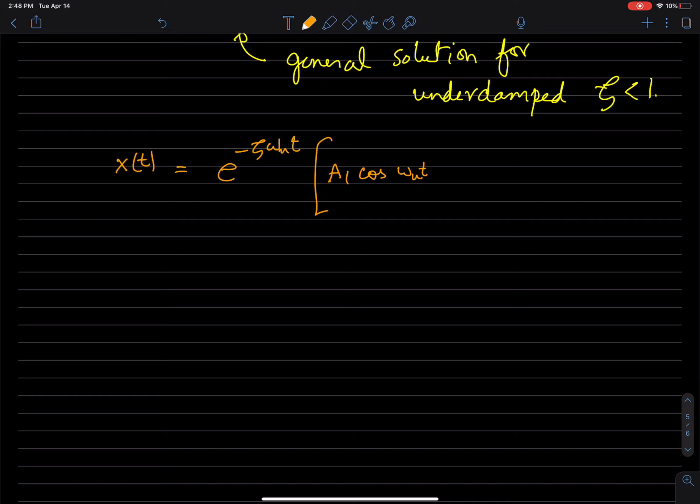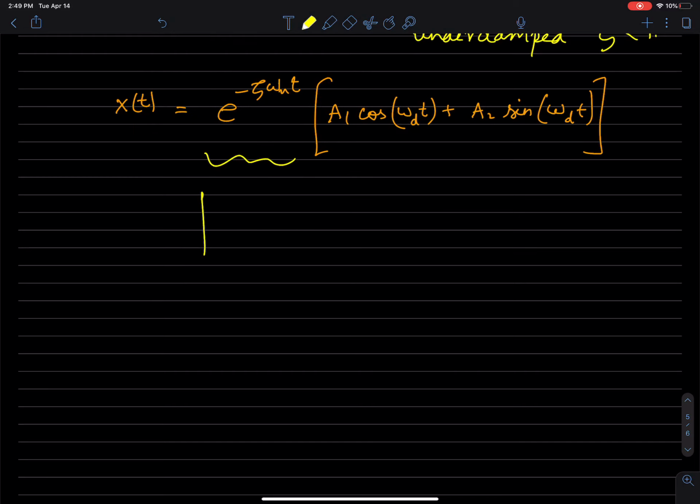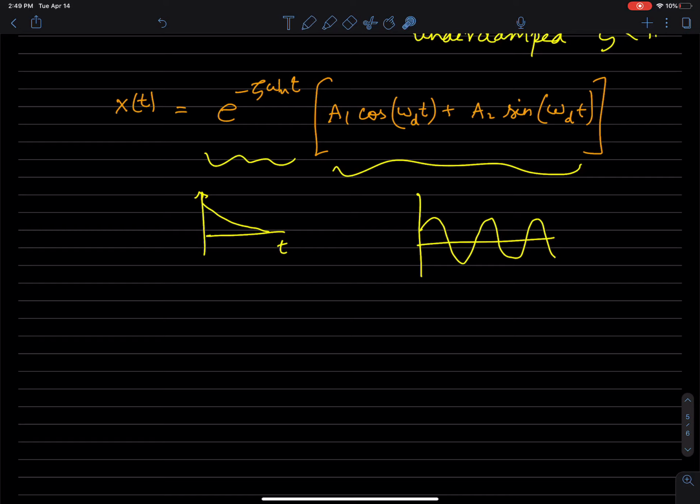Okay, cosine omega t plus a2 sine omega d t, I suppose. This expression is just a pure exponential decay, right? That's just exponential decay as a function of time. This expression is going to be basically some persistent oscillation, because it's just some constant times cosine plus some constant times sine. So that's a persistent oscillation.